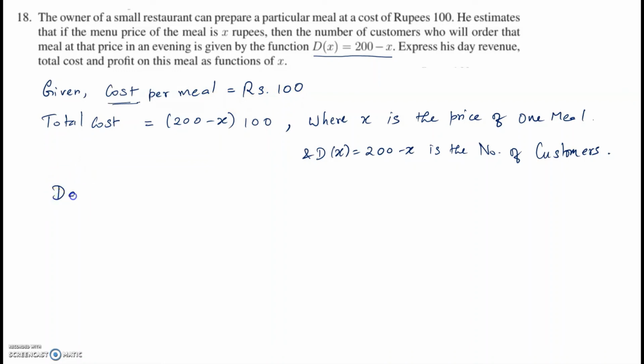Now, his day revenue is equal to, how many meals does he sell? 200 minus x, and he's pricing each meal at x rupees. So this is his daily revenue in rupees, and even this is in rupees.